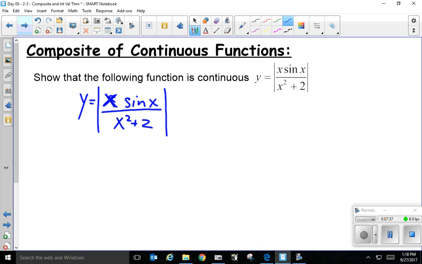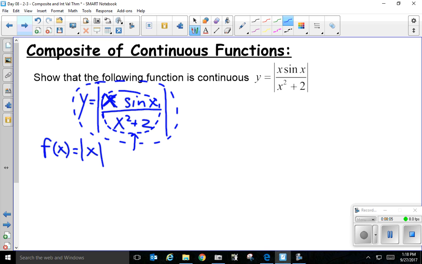Let's break this up as a composition of two functions. I can say one function, we'll call it f of x because we use f of x and g of x a lot, is just the absolute value of x. Looking at this right here, this whole thing, what would g of x have to be? What is g of x inside f of x? What goes inside the absolute value bars? This whole thing goes in the absolute value bars, doesn't it? So I can say g of x, which goes inside there, is x sine of x all over x squared plus 2.